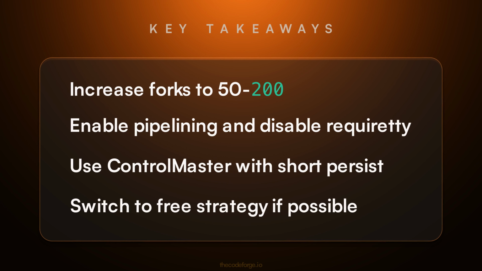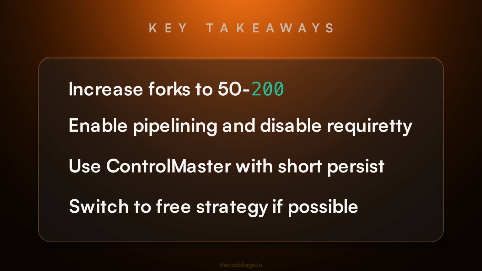Let's recap the key takeaways. Increase forks to 50-200. Enable pipelining and disable requiretty. Use ControlMaster with short persist. Switch to free strategy if possible.